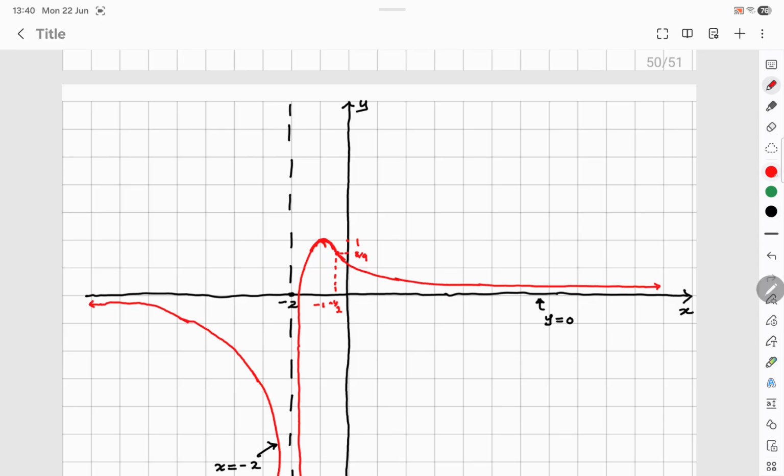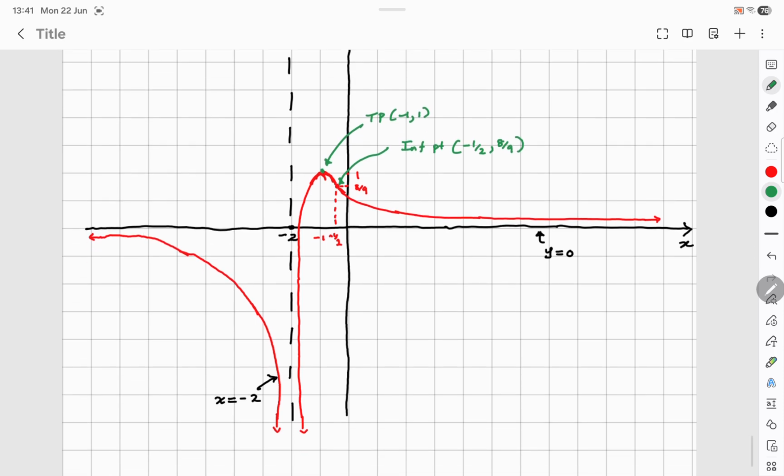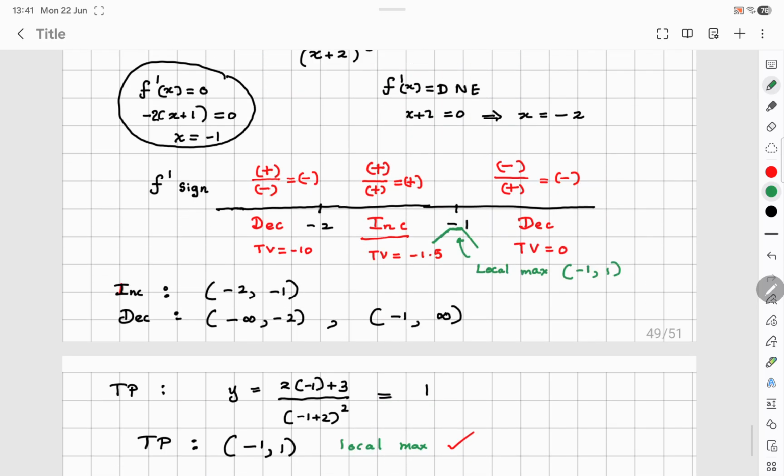So you have your turning point. There's the turning point, minus 1 comma 1, and there's the inflection point, which is minus half comma 8 over 9, right? So that is the graph, right? Asymptotes are marked, x equals minus 2 and y equals 0, right? Okay, so that's the graph.